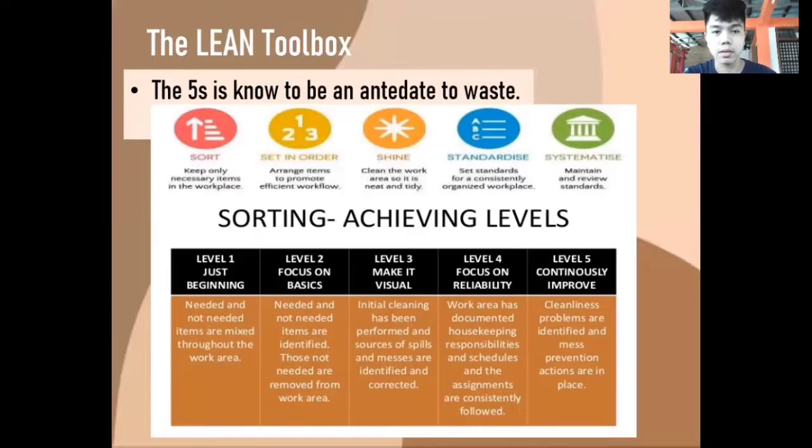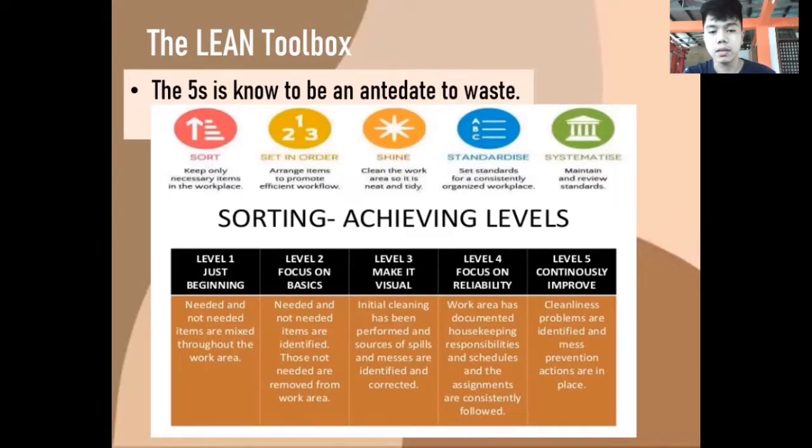Then the 5S also has levels. At level 1, just beginning, needed and not needed items are mixed throughout the work area. At level 2, needed and not needed items are identified. Those not needed are removed from the work area. Of course, the items that are not really needed are removed to avoid clutter and keep the surroundings cleaner.